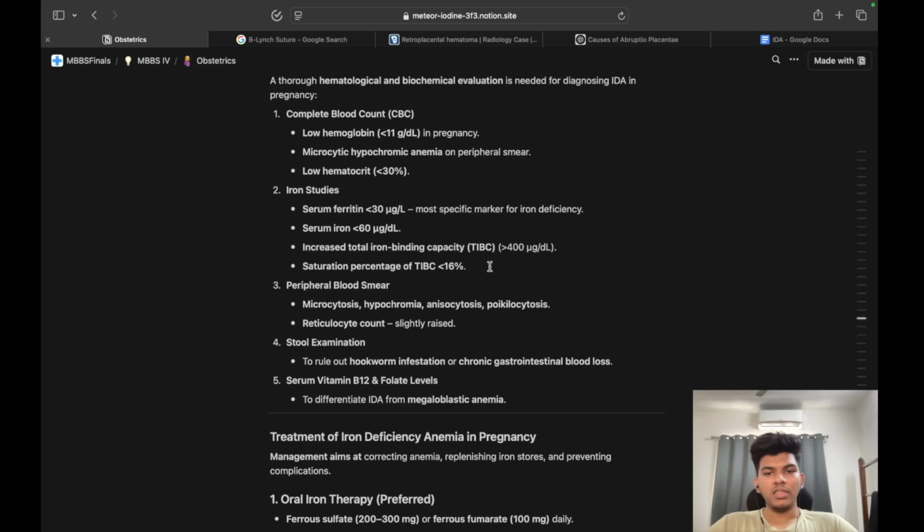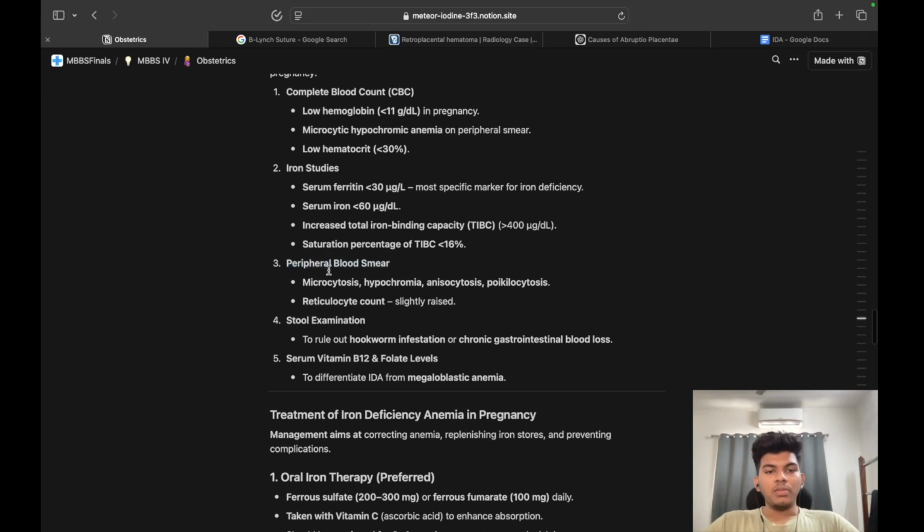I have already mentioned it, but again, since there is increased capacity, what does increased capacity mean? There is decreased substrate. What is the substrate? That is the iron. So this one is less, so this one correspondingly increases. Saturation percentage of TIBC is less than 16%. So: 30, 60, greater than 400, less than 16.